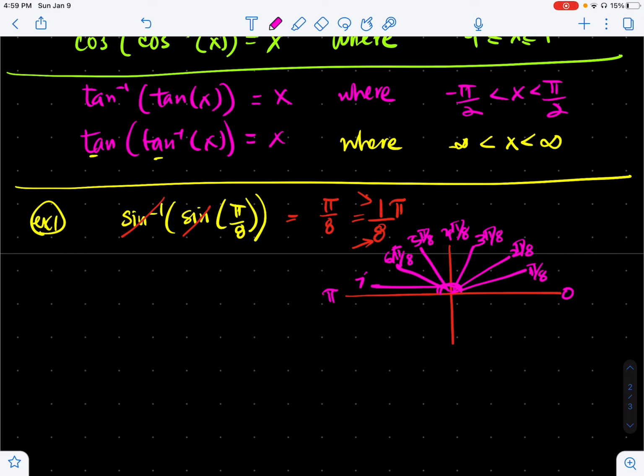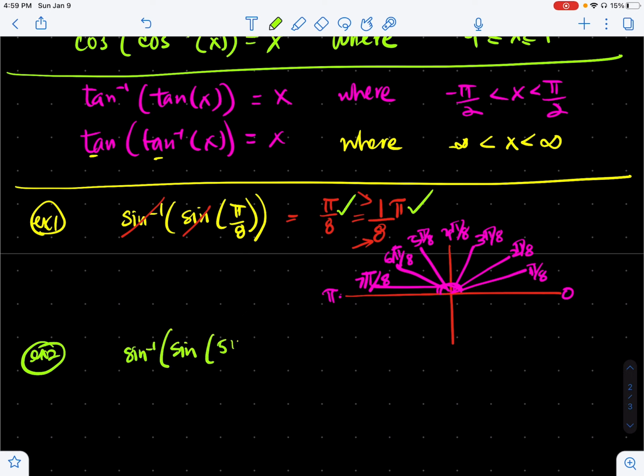Sorry, 6 pi over 8, 7 pi over 8, and this will automatically be 8 pi over 8, which is pi. And you can clearly see pi over 8 is in the first quadrant. That's acceptable. Literally, that is our answer. So if you plug in pi over 8, we should be good to go. You probably are thinking, whoa, that was really easy. Yes and no. It can be both.